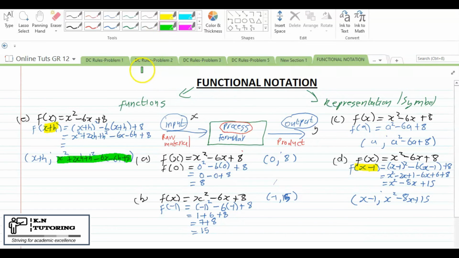So yes, grade 12s, in a nutshell, that is what functional notation is all about. You just look at the function that is given, you check what they want you to determine, you substitute where you see your x, you simplify until you get to the last step.